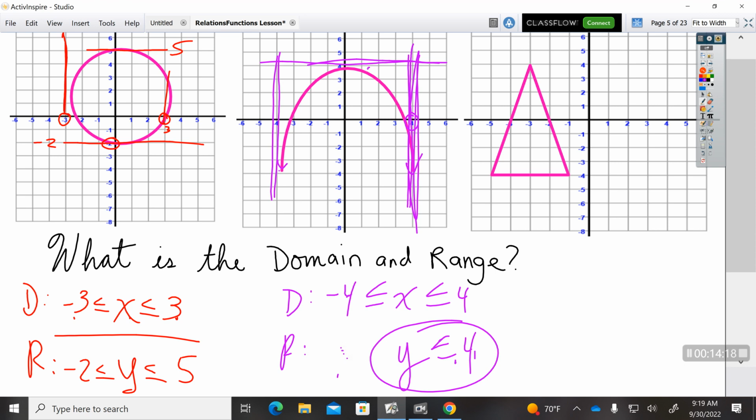Limits are what give you the numbers. Up to where does it go? If there's no stopping it, there's no stopping it.